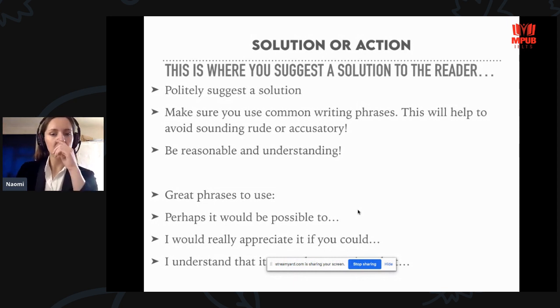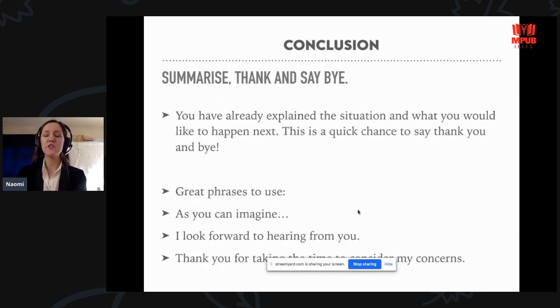So let's go on to the next section. Can anybody remember what the next section is after solution? We have the conclusion. So now we're nearly finished. Nearly finished the whole letter. This part's super simple. Summarize, thank you, and say bye. Yeah? One sentence, and then you close.